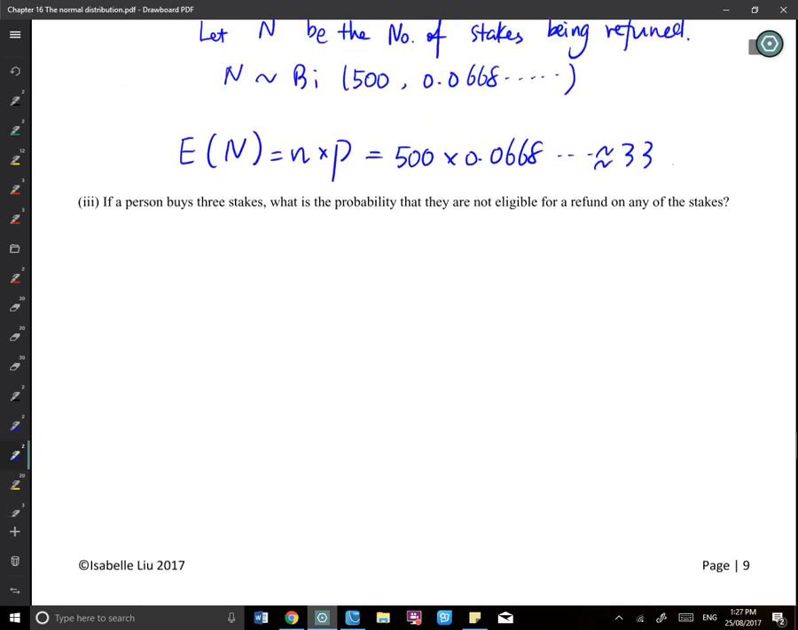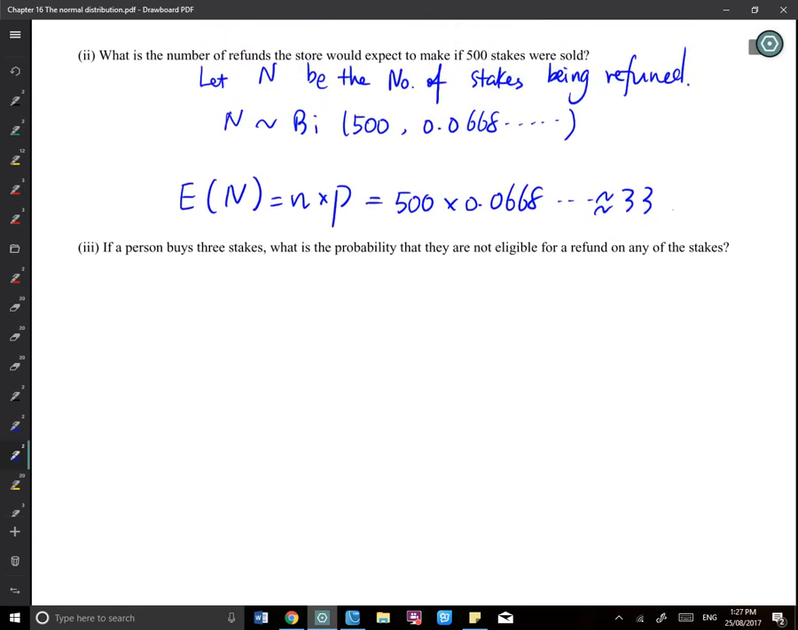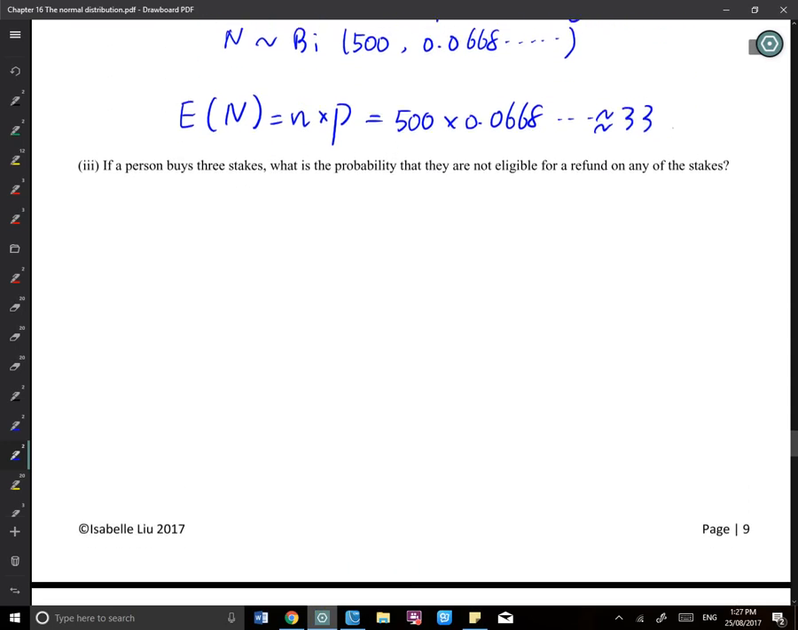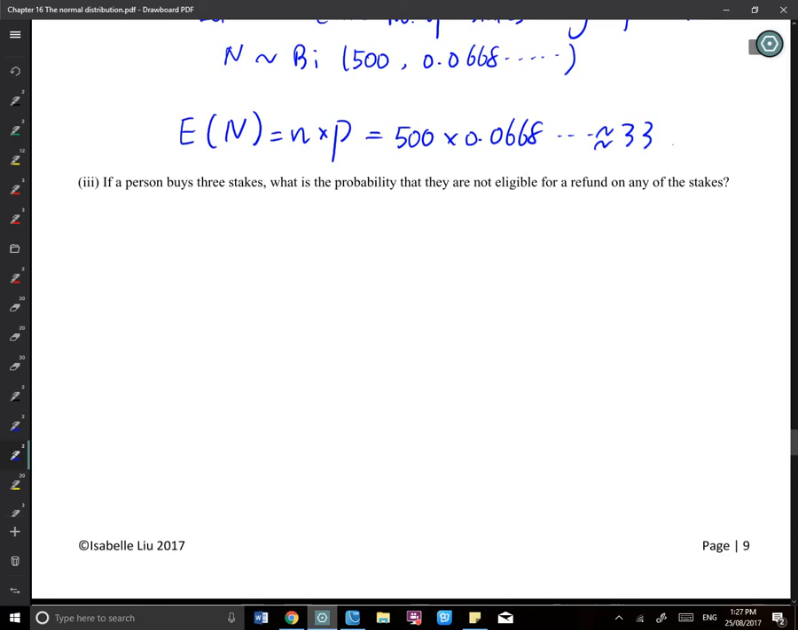So, next one. If a person buys 3 steaks, what is the probability that they are not eligible for a refund on any of them? Again, this is still a binomial case, where you want x equals 0 and the total number equals 3. I can do 1 minus 0.0668, to the cube. You cube it.